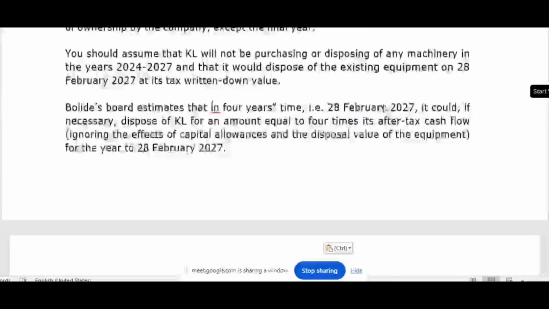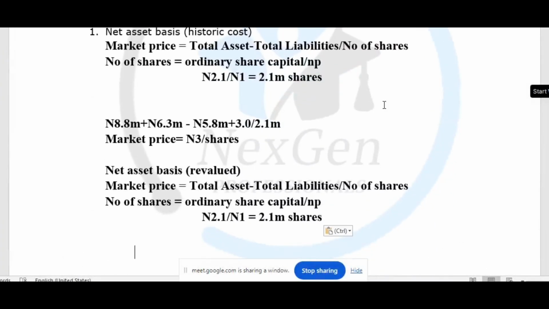Now, let's go back to our solution. Please don't be confused, right? This is it. Now, what do we have? We have, firstly, the current assets, the total current assets. Just give me the new non-current asset, please.